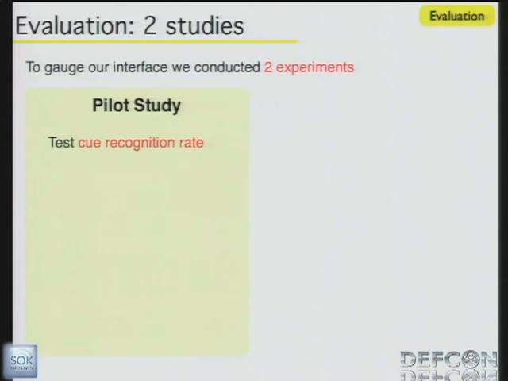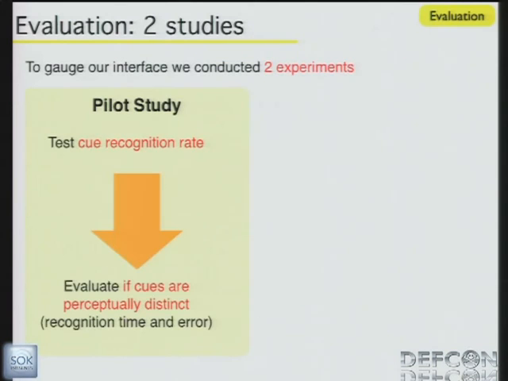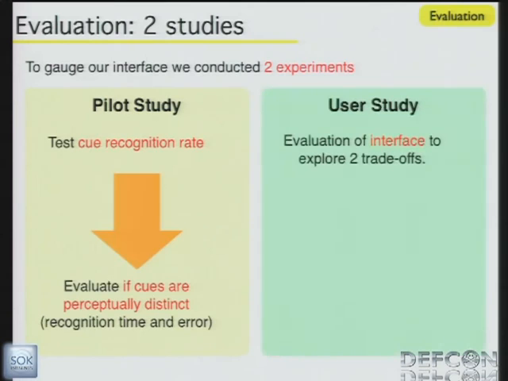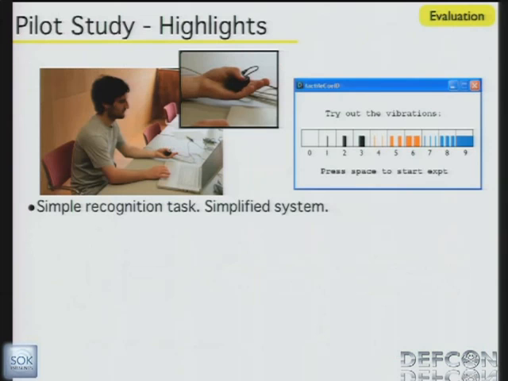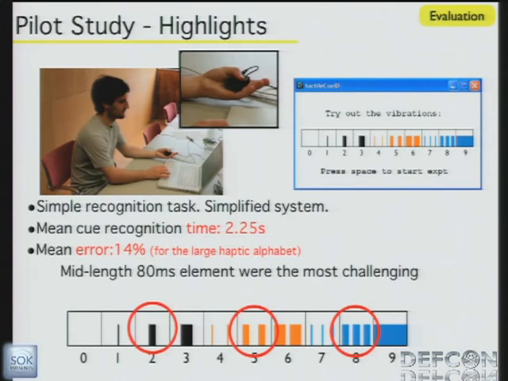So two user studies were done for this one as well. Again, a test for perceptual distinction, and then a full study to compare two things. First, auditory versus haptic modality. Second, large alphabet versus small alphabet. How big of a number of digits should be involved, assuming that there's enough for acceptable brute force resistance. The pilot study showed some difficulties with tacton recognition with the large alphabet. So the more complex alphabet was harder to recognize, the error rate was higher.